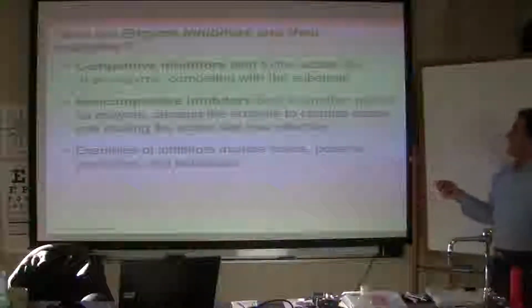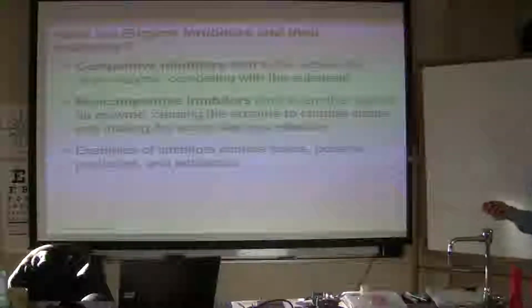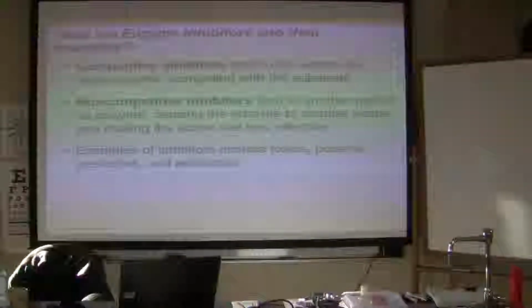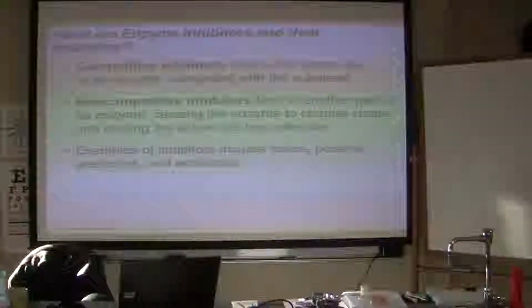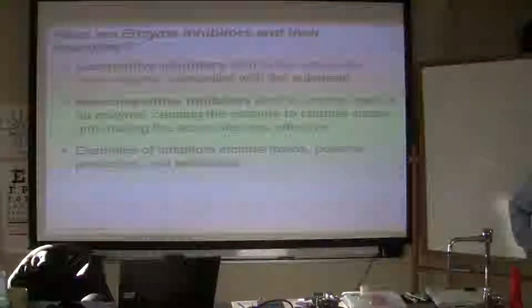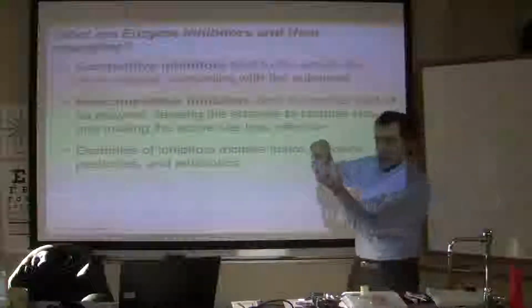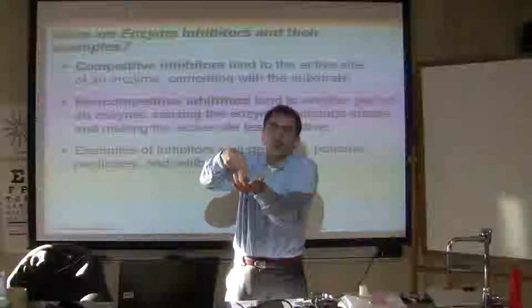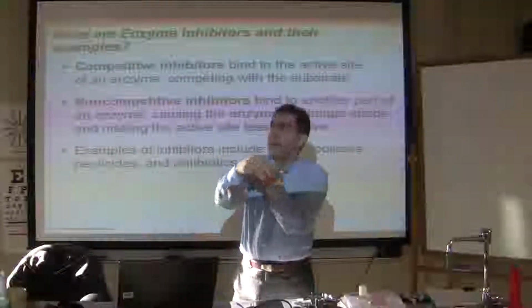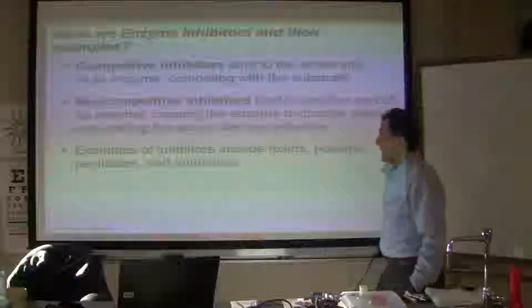Okay, what are enzyme inhibitors and their examples? Competitive inhibitors bind to the active site of an enzyme, competing with the substrate. So if, besides sucrose that attaches to sucrase right here, something else attaches here, then sucrose cannot break down. And that's what competitive inhibitor means.